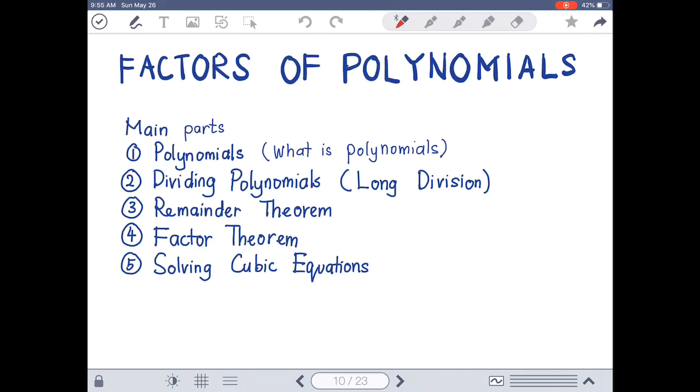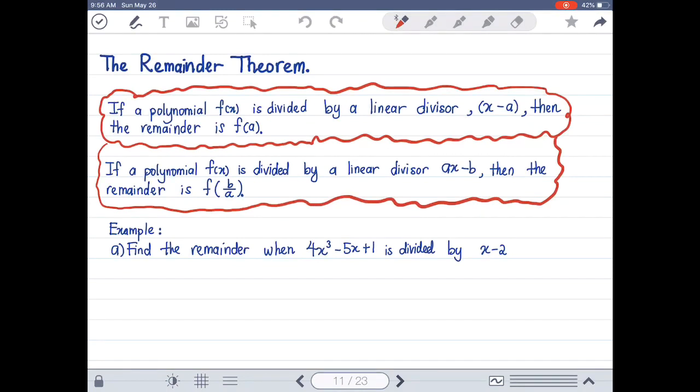We have done the first two parts of this chapter. Now we are going to have a look at the third part, which is the remainder theorem. So what is the remainder theorem? The remainder theorem states that if a polynomial f(x) is divided by a linear divisor, x minus a, then the remainder is f(a).